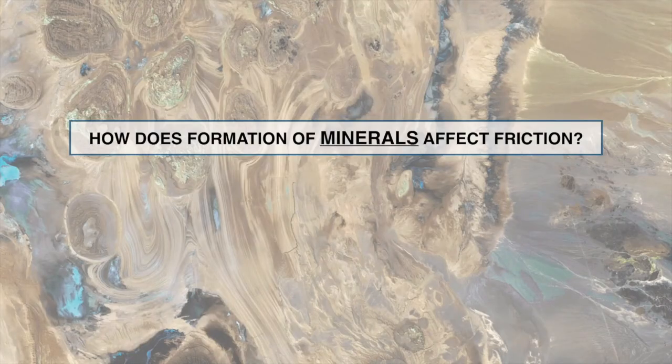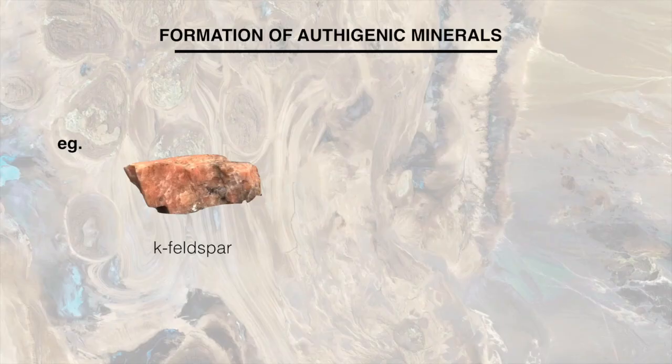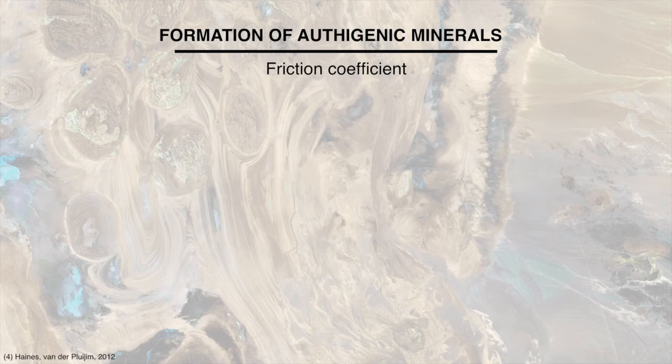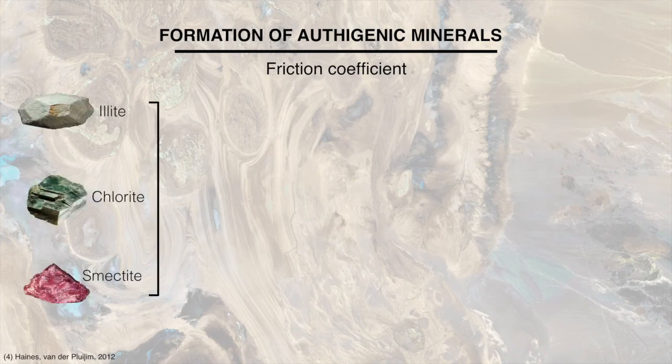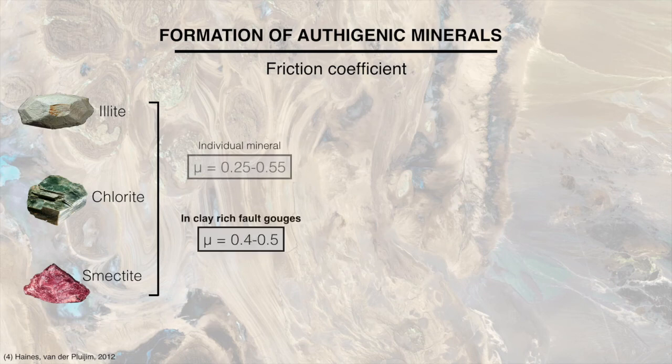Formation of authigenic minerals can also affect fault friction. An example would be the breakdown of K-feldspar to illite. Minerals such as chlorite, illite, and smectite have been observed to have coefficients of friction much lower than that described by Byerlee's law.